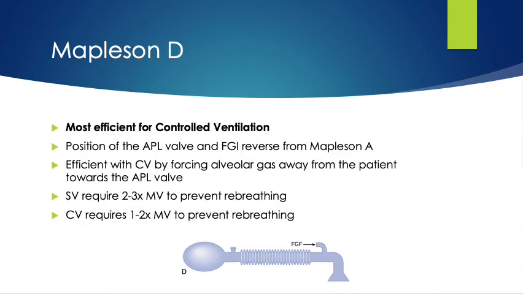Mapleson D is the most efficient for controlled ventilation. So the position of the APL valve and fresh gas inlet is reversed from the Mapleson A. It's efficient with controlled ventilation by forcing alveolar gas away from the patient towards the APL valve. If you do have a patient who's spontaneously breathing, they're going to require fresh gas flows that are 2 to 3 times the minute ventilation to prevent rebreathing. And if it's a controlled ventilation patient or a patient who's muscle relaxed, they're going to require 1 to 2 times minute ventilation to prevent rebreathing.